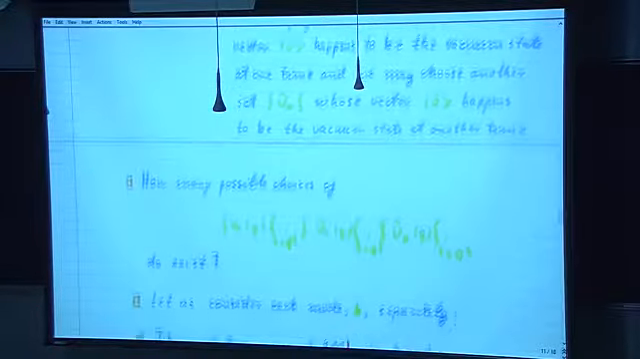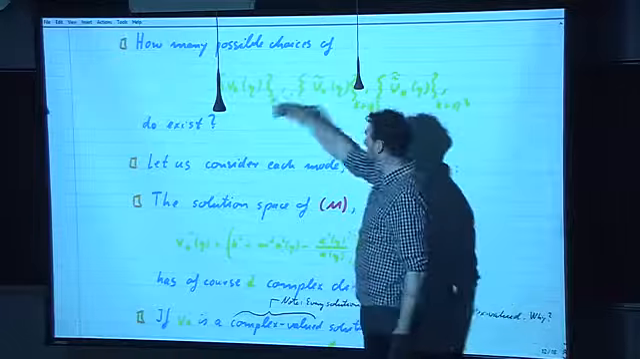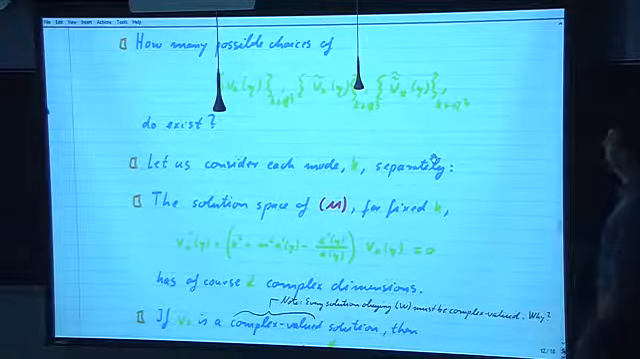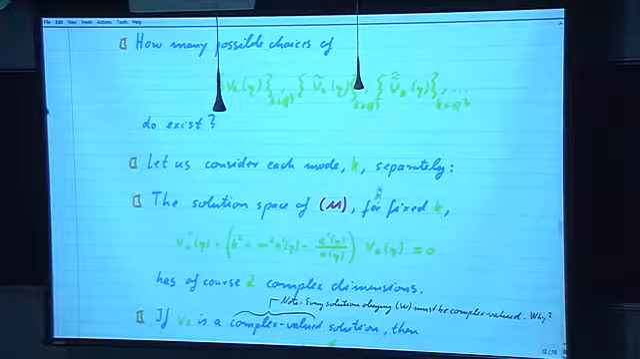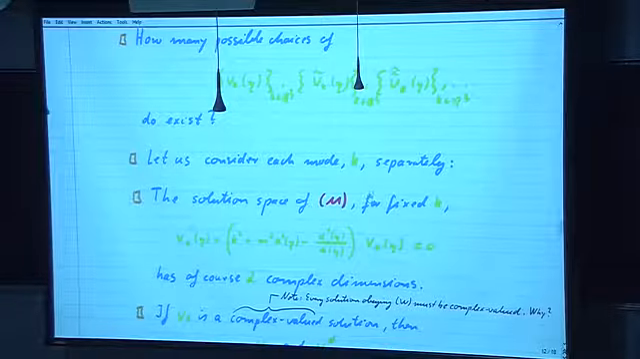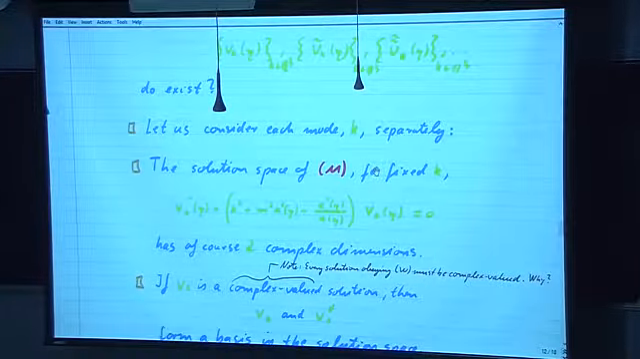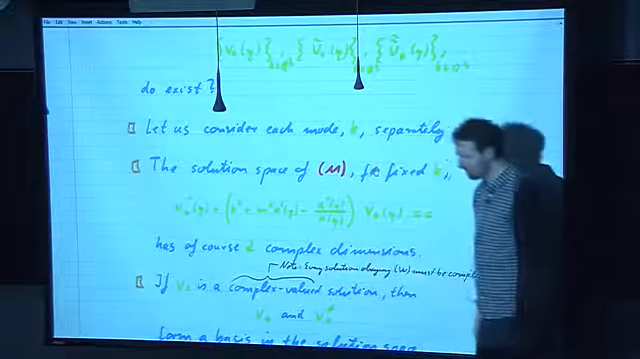So how many possible choices are there of mode functions? Well, we can write down mode functions v, v tilde, v double tilde, and so on. It turns out there are infinitely many choices, as we proved earlier on in the abstract. Now let's look at this concretely. Let us consider each mode separately.